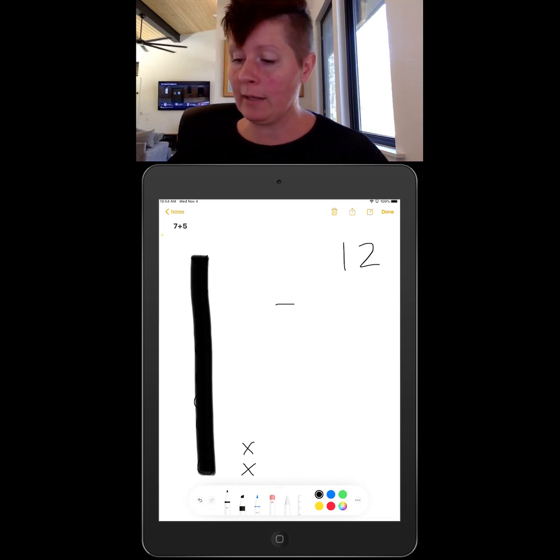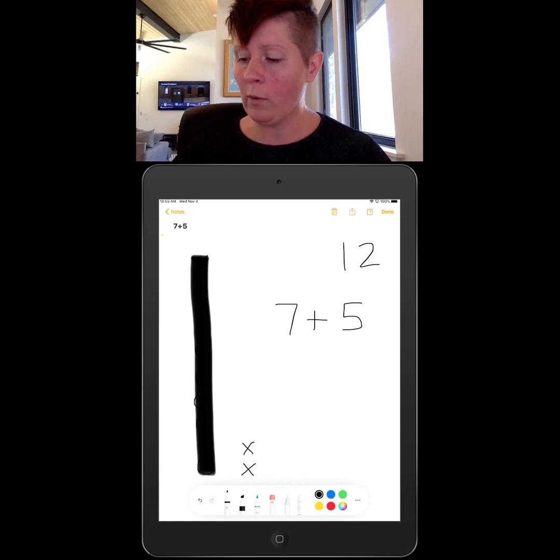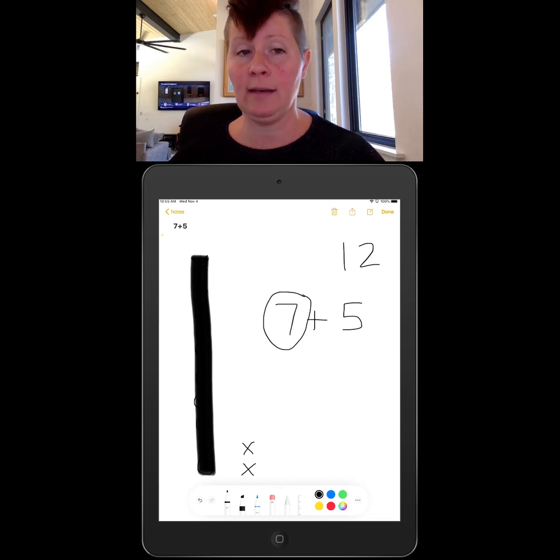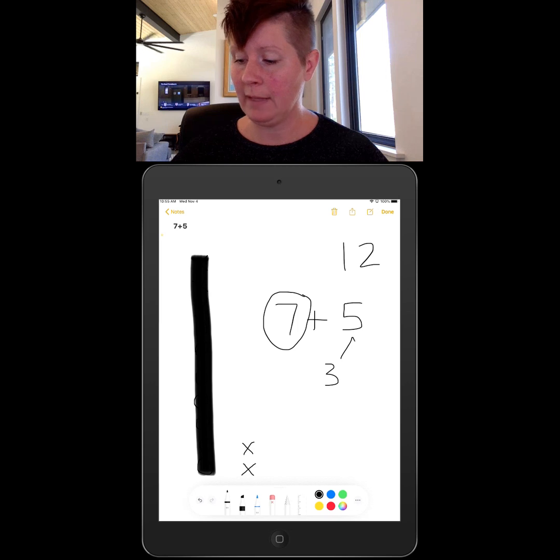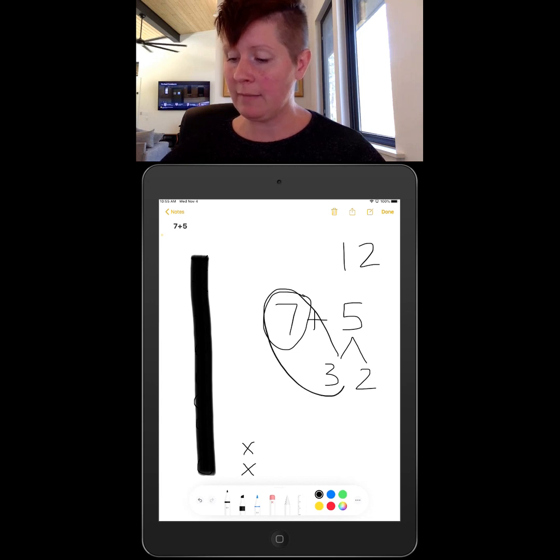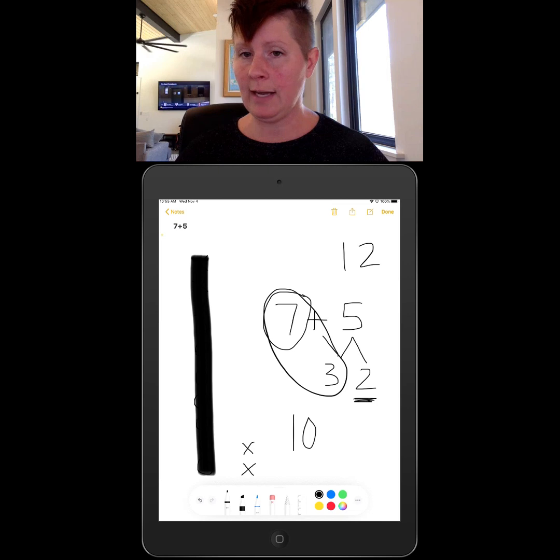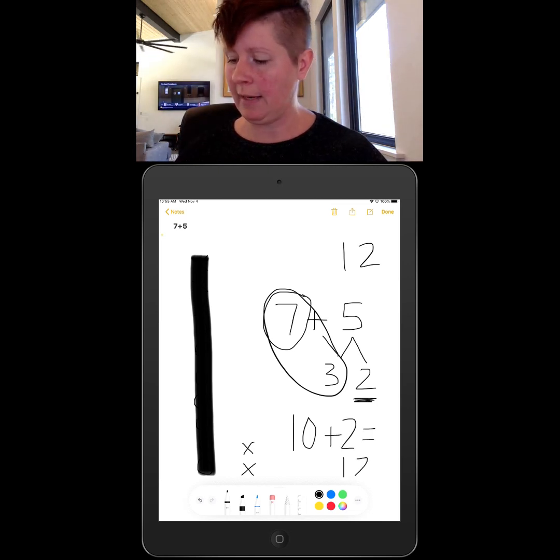Another way to look at it, 7 plus 5. What do I want to take out of this 5 to make this 7 a 10? I want to take 3. And what does that leave in my 5? It leaves 2. So now I can put my 7 and my 3 together. That is 10. And how many do I have left? 2. So I get the same answer.